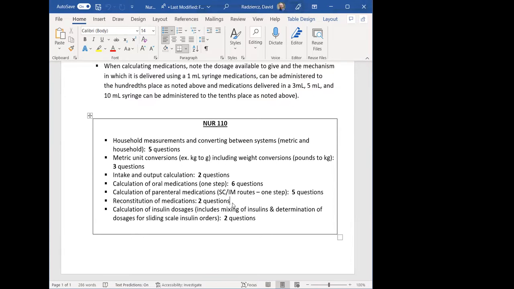And then we'll talk about insulin dosages. This is pretty straightforward. It's just, can you read the scale as it's written, and can you determine how much insulin you administer to a patient or client based off of the information there. So it'll say, if their blood sugar is 200, and it'll show different ranges, you would give them 2 units of insulin. There's really no math. It's just, can you read the information? All right, any questions on the blueprint?